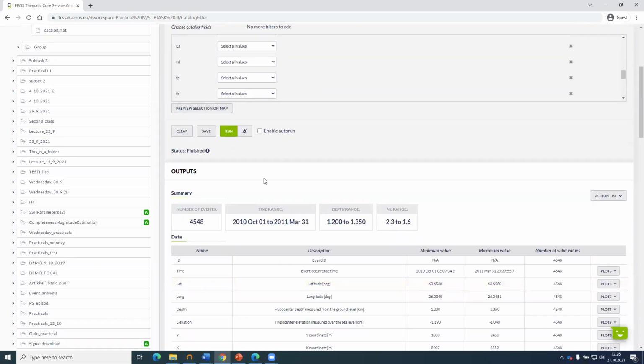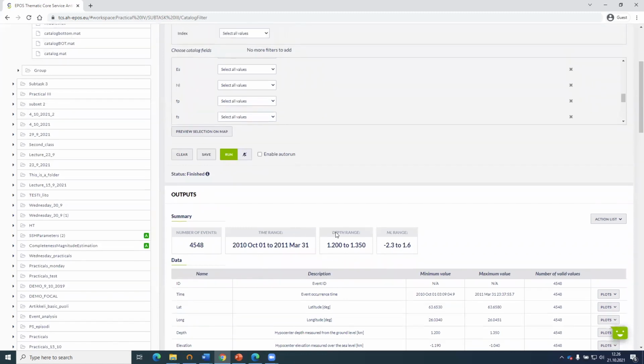Okay, this already has more than 4,500. So the majority of the seismic events are between 1.2 and 1.35 kilometers at depth. So this is quite clear.